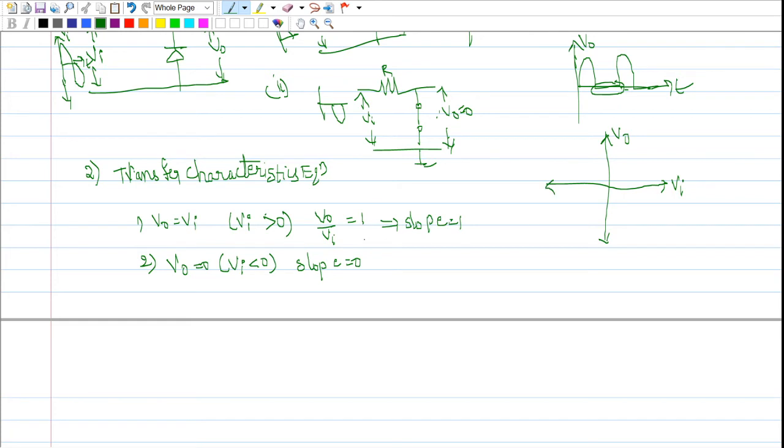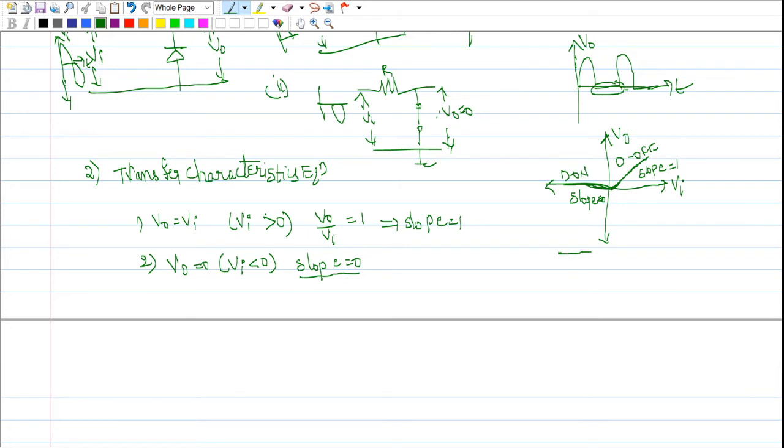This is the graph between input voltage and output voltage. The first equation is V naught is equal to Vi, that is, the slope is 1 when Vi is greater than 0. Next, the second equation is V naught is equal to 0, that is, the slope is 0 when Vi is less than 0. This part is the clipped part. The diode is off and the diode is on.